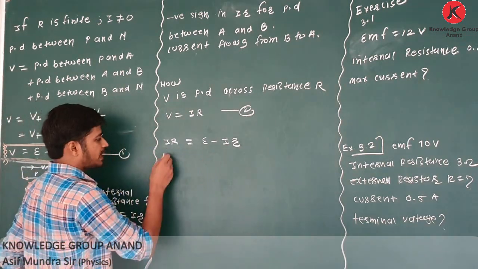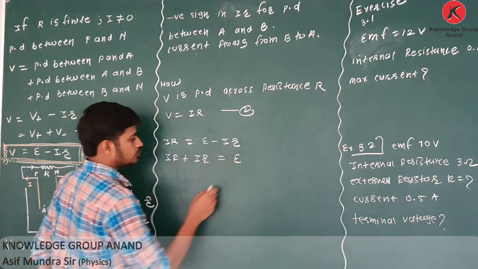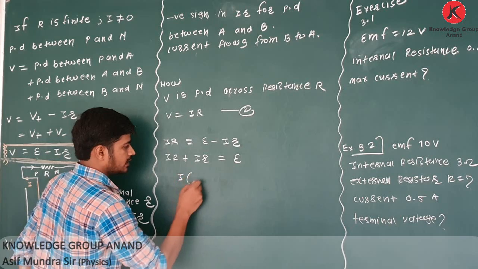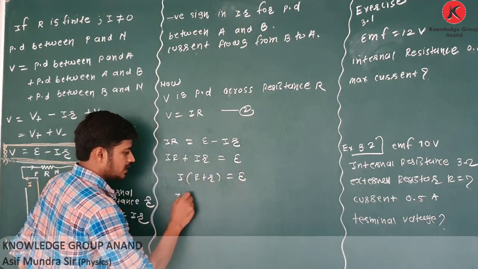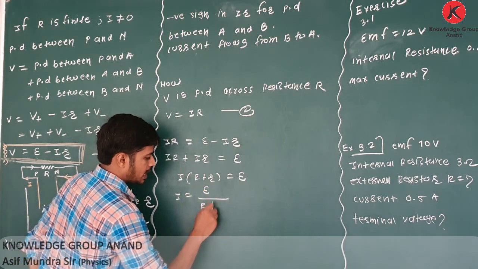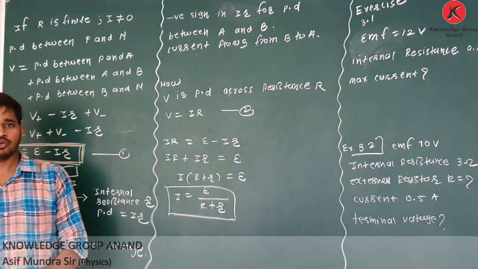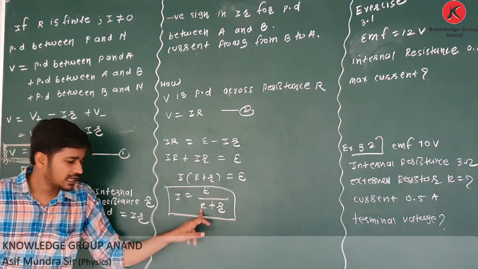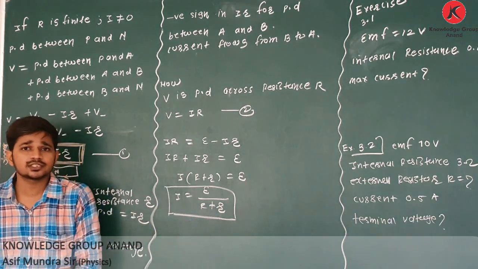So we can compare these two equations. IR is equal to E minus Ir. IR plus Ir is equal to E. Then I times (R plus r) is equal to E. Then I is equal to E upon R plus r. You have to remember this equation. Here E is the EMF, R is the external resistance, and r is the internal resistance of the cell.